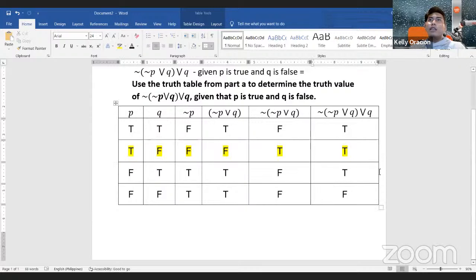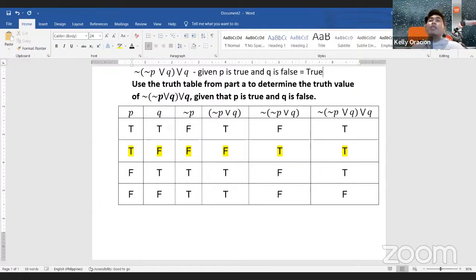I-highlight na ko. Diba? Tara, ang answer. Nasa last part ito. This is the answer. That means the truth value is true. Again, the truth value is true.